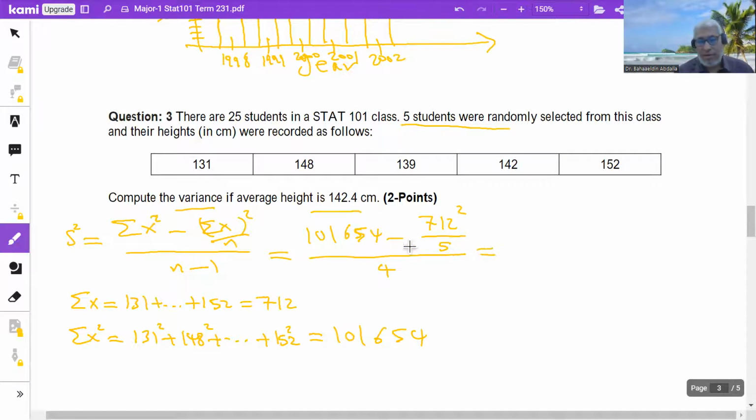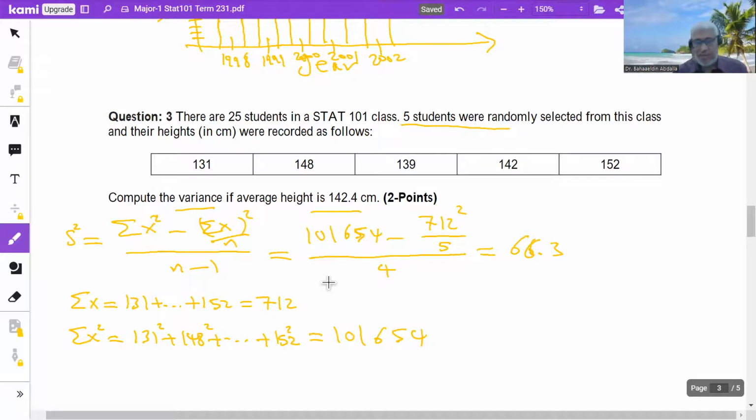Put it in the calculator. Evaluate the numerator first. Write 101654 minus 712 square over 5, then press equal, then divide by 4, and you will find that the answer is 66.3. You can also check your answer by the calculator.